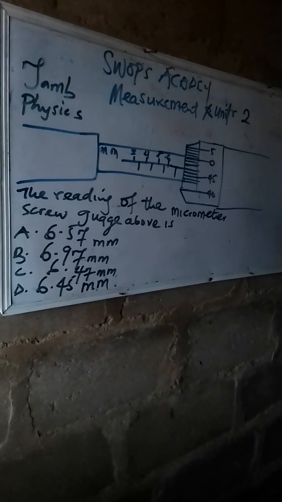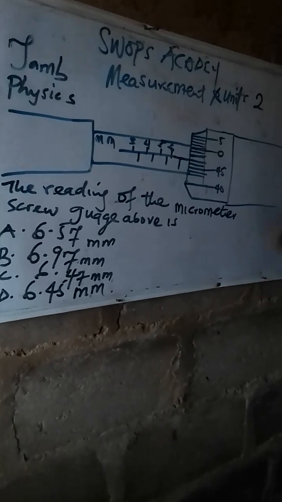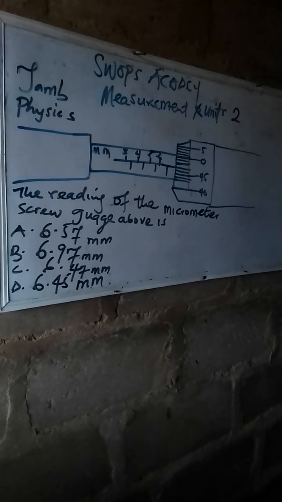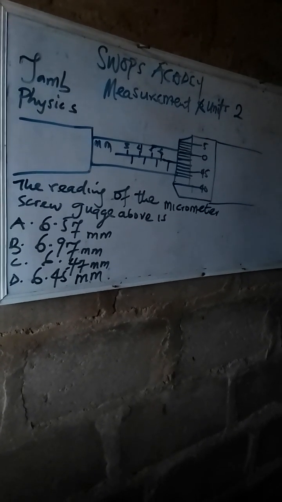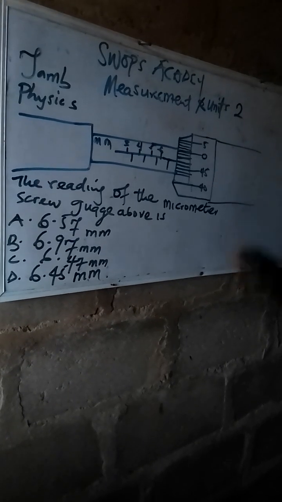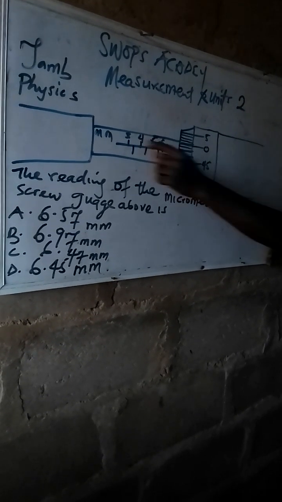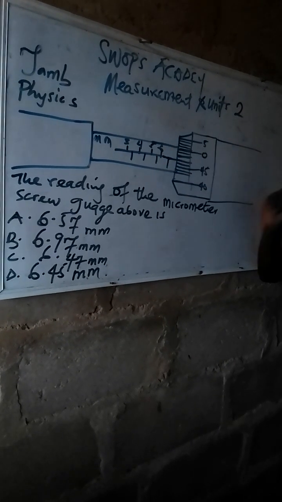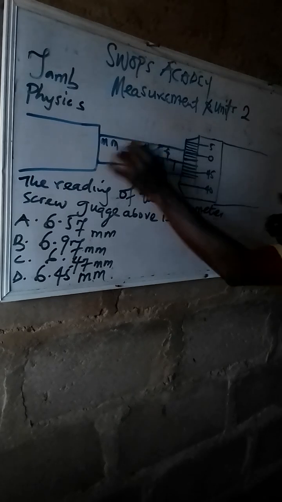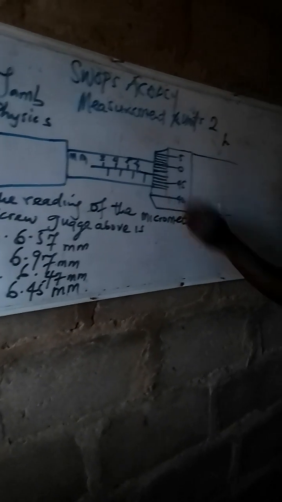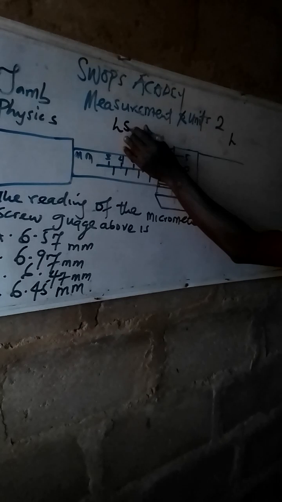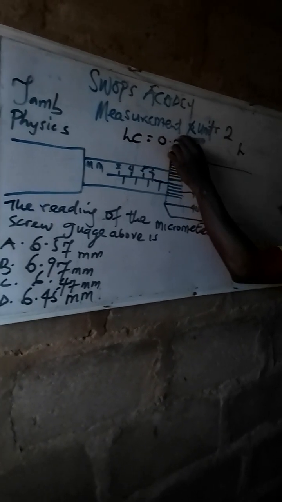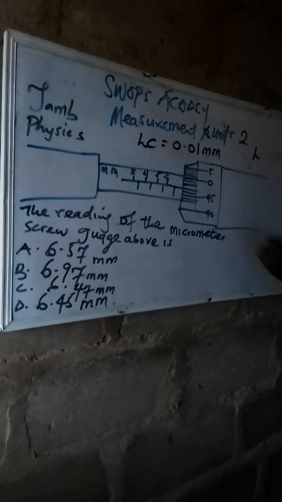Note that the micrometer screw gauge is an instrument, a measuring tool, used in measuring the diameter of an object. A meter rule can't do that, but the micrometer screw gauge can do that. It is measured in millimeter. Then note that in order to find our least count or reading accuracy in terms of millimeter, have it in mind that LC, which is least count, equals 0.01 millimeter. That is your least count.